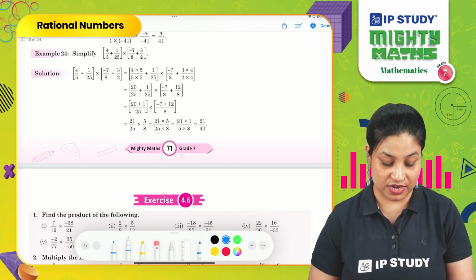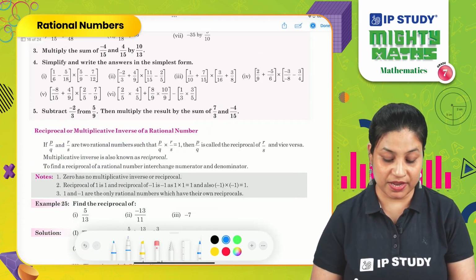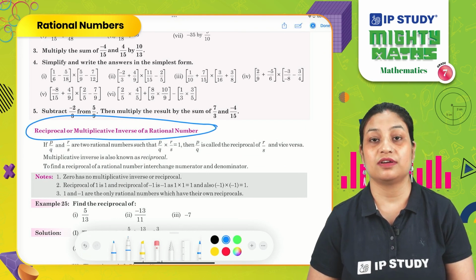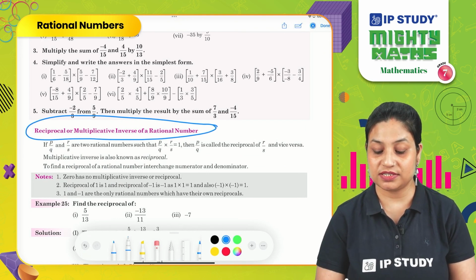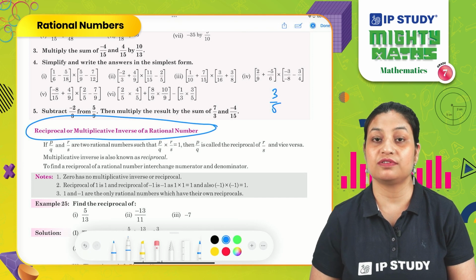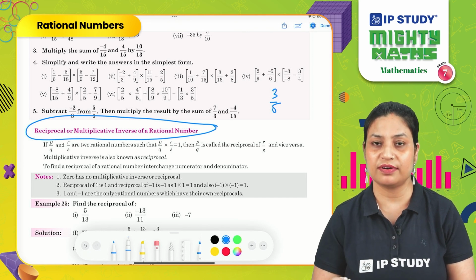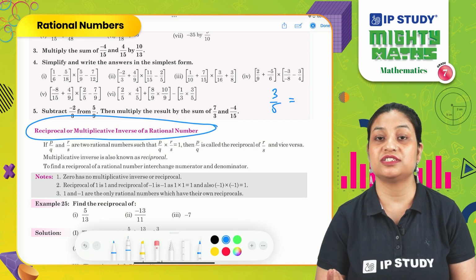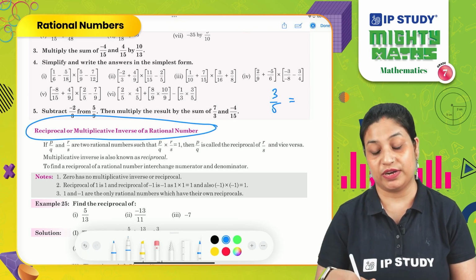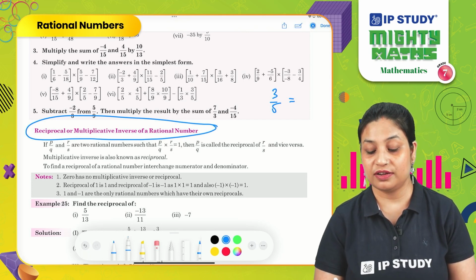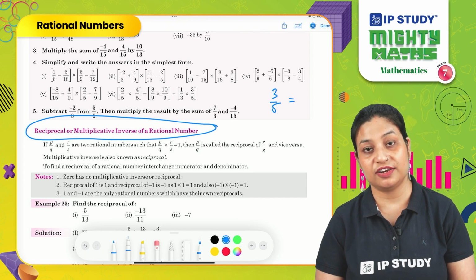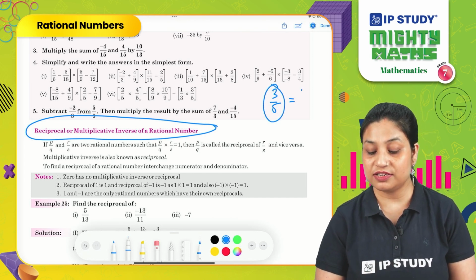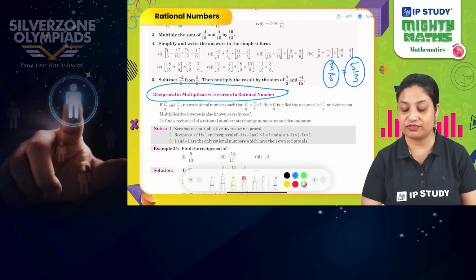Now let's move on to the next topic. The next topic is reciprocal or multiplicative inverse of a rational number. So dear students, suppose it is given 3 by 5 and you're supposed to find out the multiplicative inverse or reciprocal of this number. So what you have to do? You just interchange the position of numerator and denominator. So whatever numerator you have, it will become denominator and the denominator becomes numerator. So what is the reciprocal of this number? The reciprocal of this number will be 5 by 3.